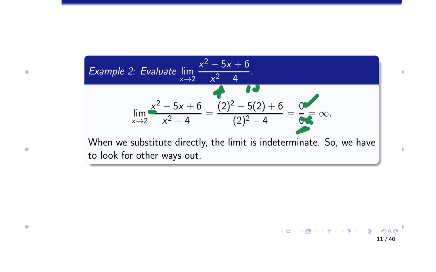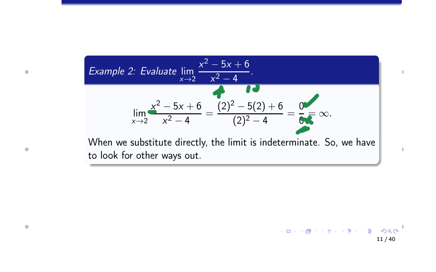And when do you get infinity? Either when you are dividing by 0, or you get the square root of a negative number. As far as limit is concerned, you can say it's undefined. So when we substitute directly, the limit is indeterminate. So when you get infinity, you say that the limit is indeterminate. So we have to look for other ways out.